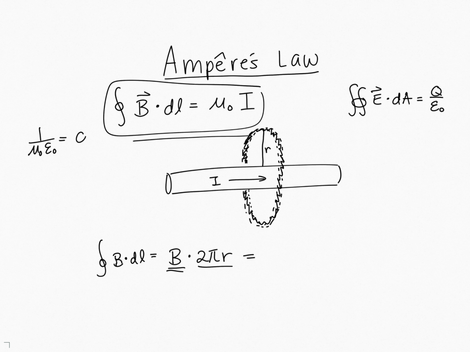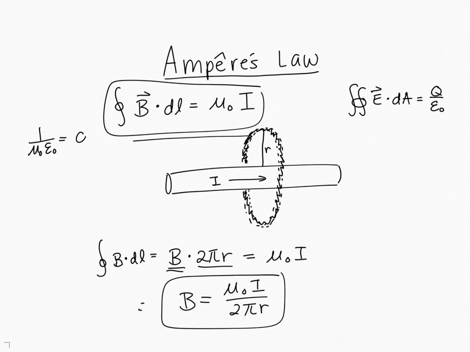So we have B times 2 pi r. And now, by the law, this is equal to mu 0 times I, and thus we find that B, the strength, is going to equal mu 0 I over 2 pi r. And this is our expression for B.